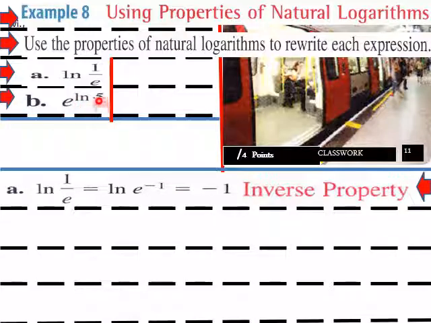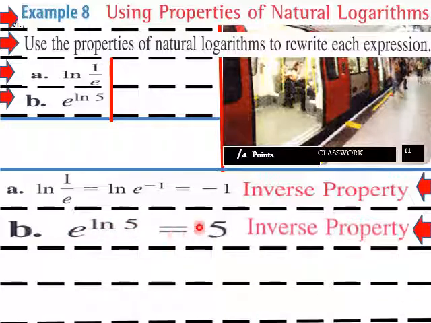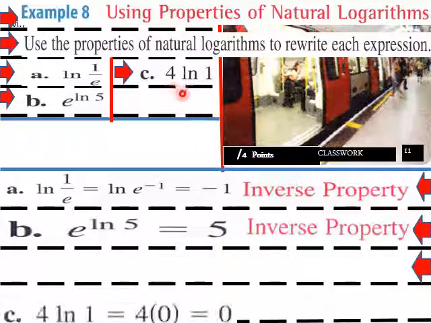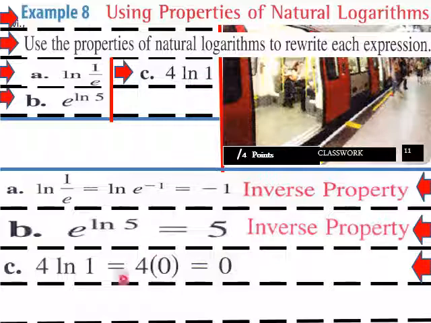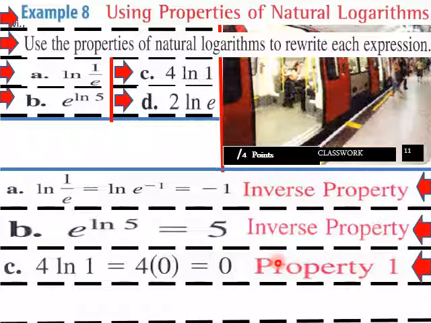Then e to the natural log 5, with the natural log as an exponent up here. Again, you would have an e here and natural log base e of 5. That base would cancel with this e here, so the 5 would drop down. 5 would equal 5, inverse property again. Then 4 times natural log 1 would be 4 times 0, which would equal 0, property 1.